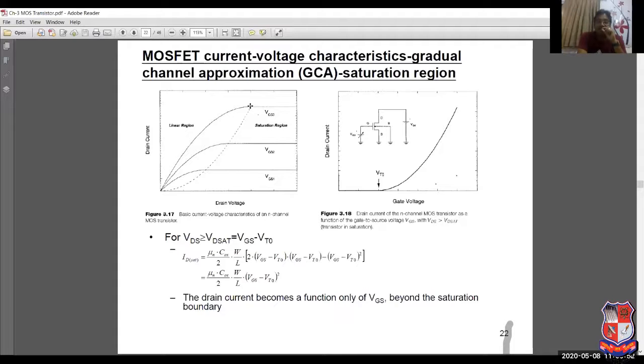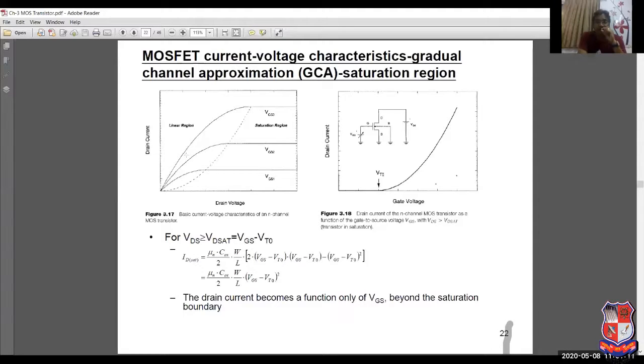If you increase your VDS beyond VDS saturation, then your channel length is reducing, and just because of that, L is varying. L is reducing and ID is increasing by a small amount. So there is an incremental change in the ID.